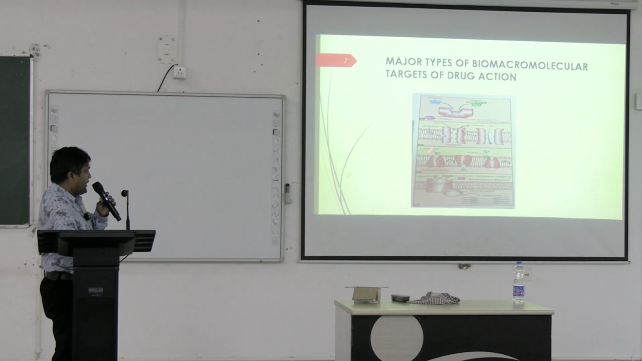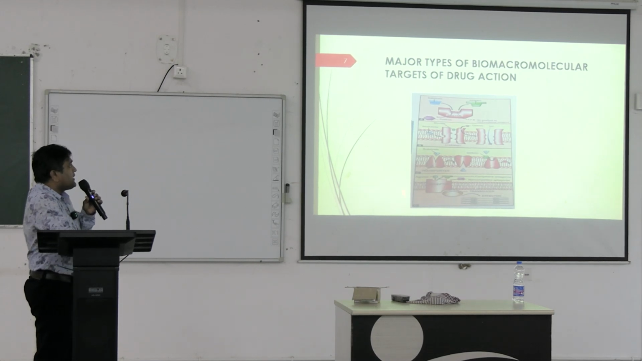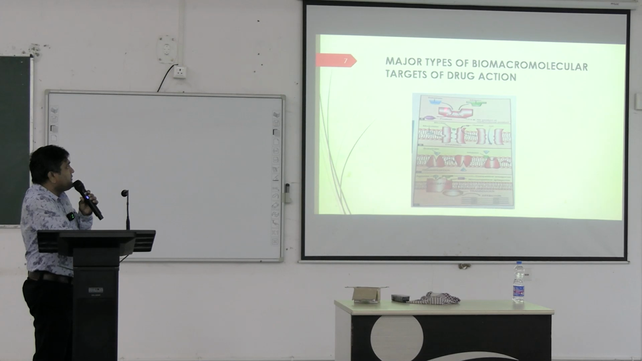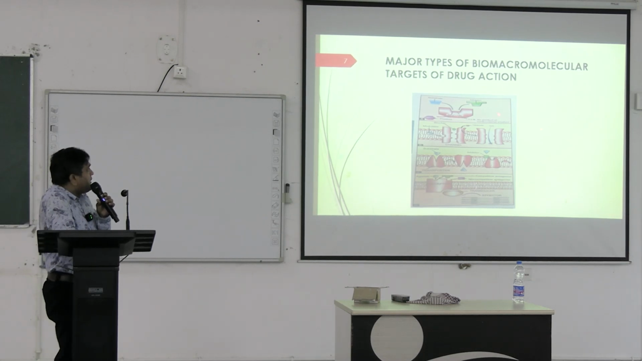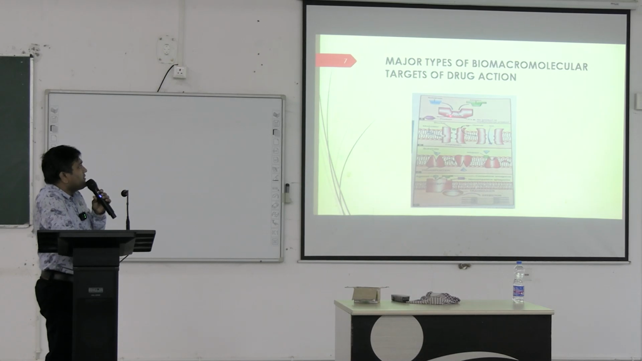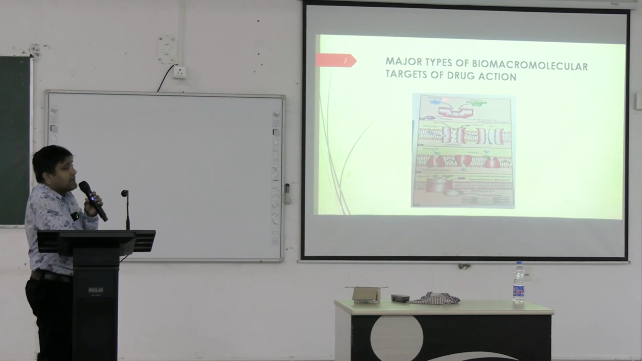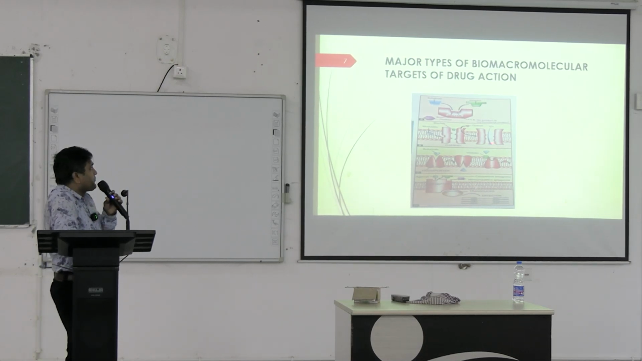Now, the diagram is not so clear. These are the 4 different targets of drug action. The topmost one is the enzyme. You see, there the substrate fits in the enzyme to catalyze the reaction, and this inhibitor binds with the enzyme and inhibits the substrate from binding.